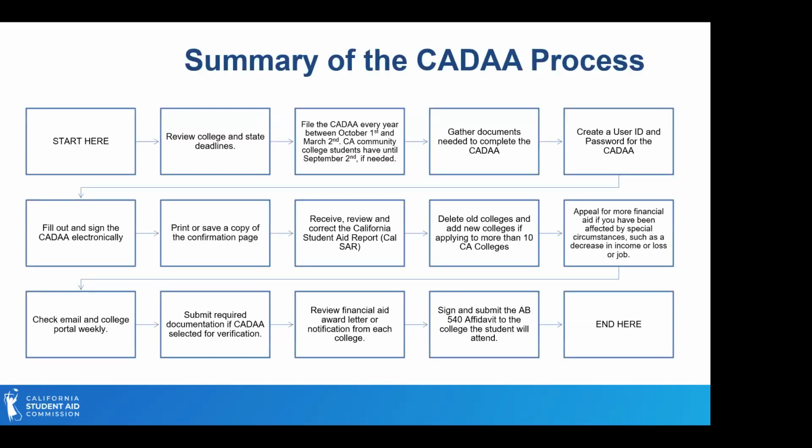So let's talk about the process. We've gone over so many different sections, and I'm just going to do a quick summary of everything. To start, we want to make sure that students are aware of all the different college applications, state financial aid applications, etc. In the state of California, both the FAFSA and the CADAA open up on October 1st. And the priority deadline is March 2nd.